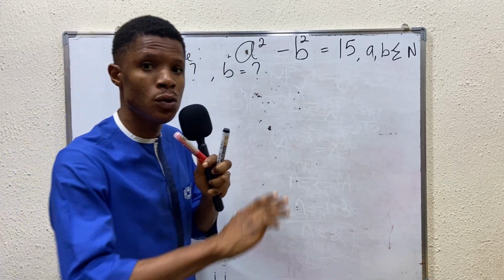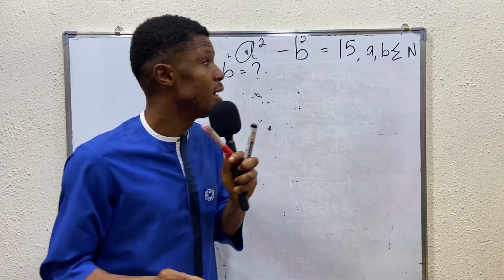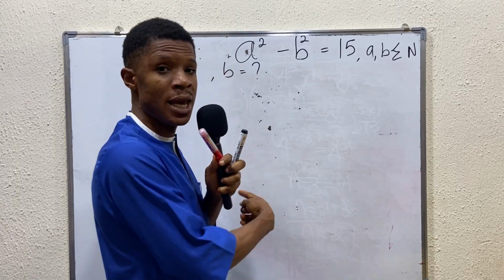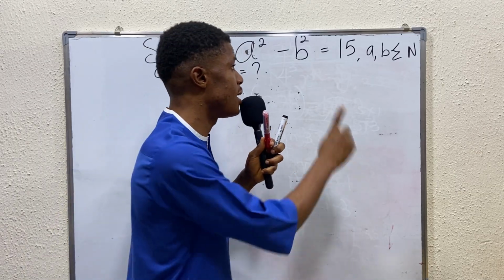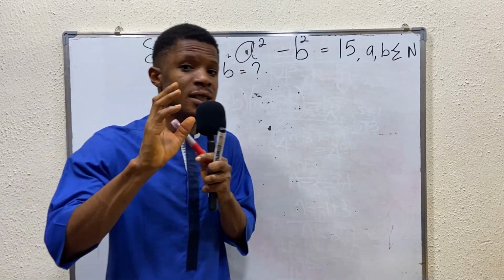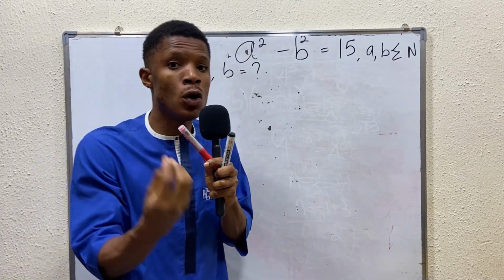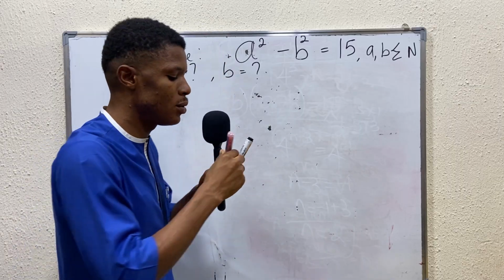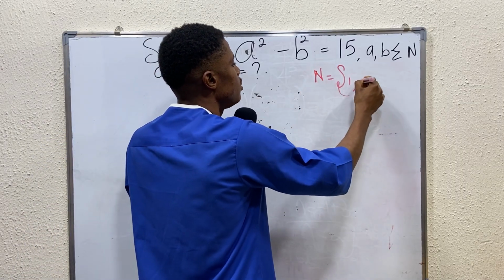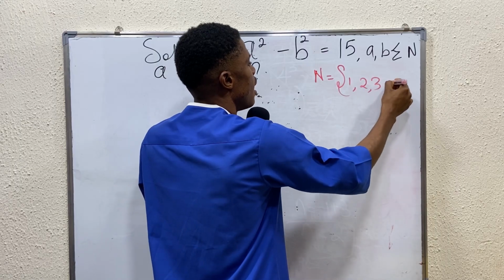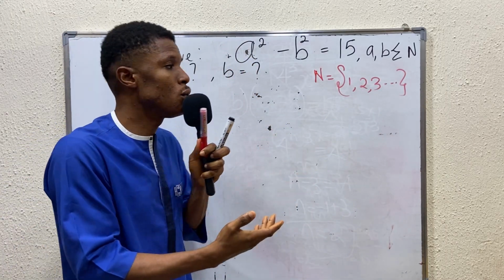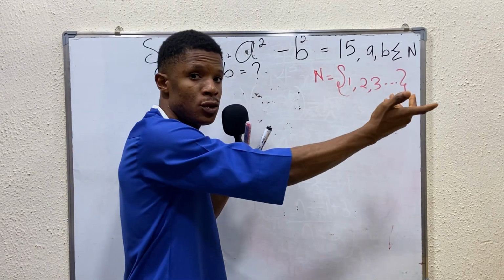Here we are told that a squared minus b squared is equal to 15. We are expected to find the values of a and b. The condition is that a and b must be elements of the natural numbers. So the first thing you should know is the natural numbers. In maths, our natural numbers start from 1, 2, 3, and so on. So you know that our values should be in between here.